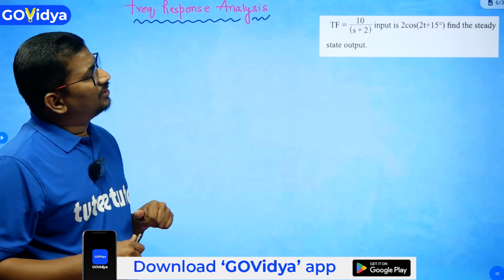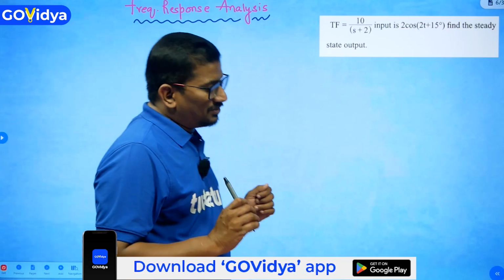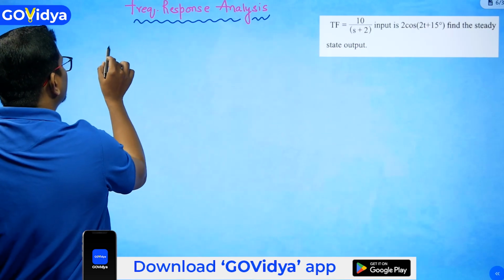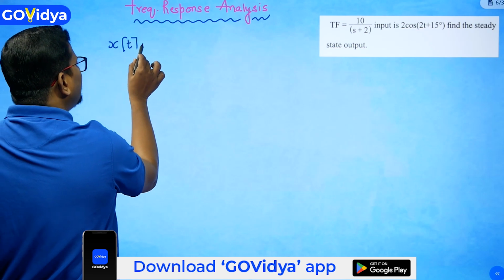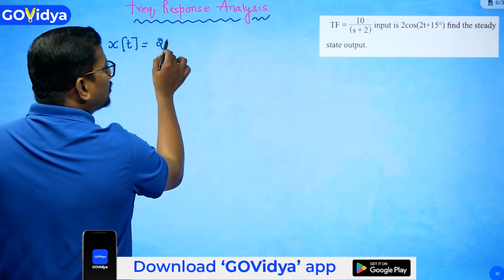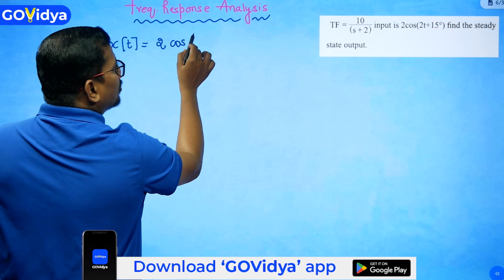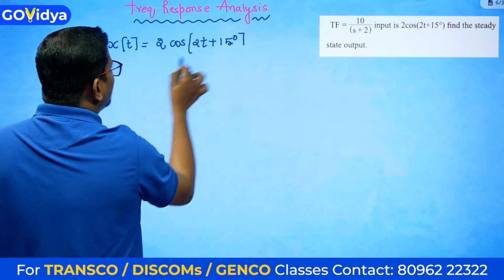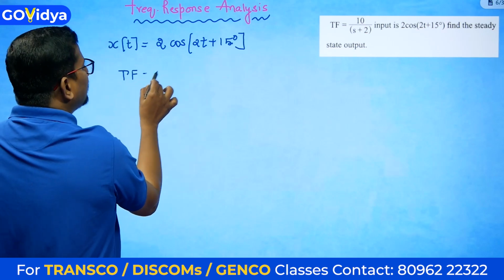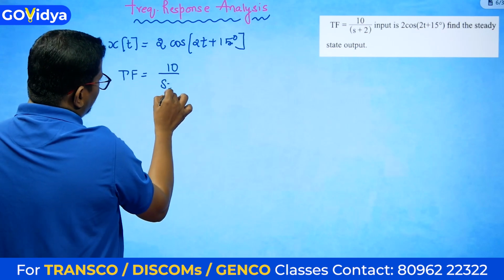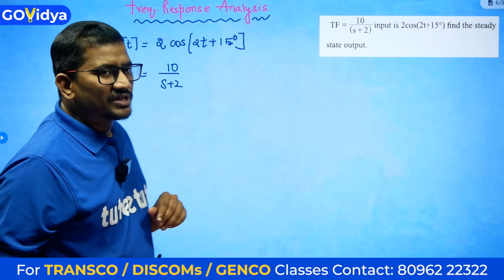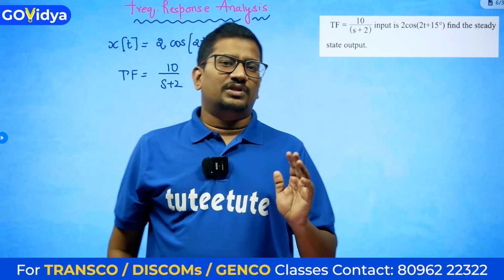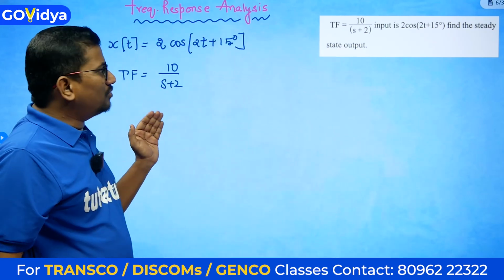So now let us see this question. Find the steady state output, they are asking. What is meant by steady state output? The input is x of t is equal to 2 cos(2t plus 15 degrees). And what is the transfer function they have given? 10 upon s plus 2. I told you for frequency response analysis we are going to have only two changes. One is with respect to magnitude, another one is with respect to phase. First calculate the magnitude and then phase.